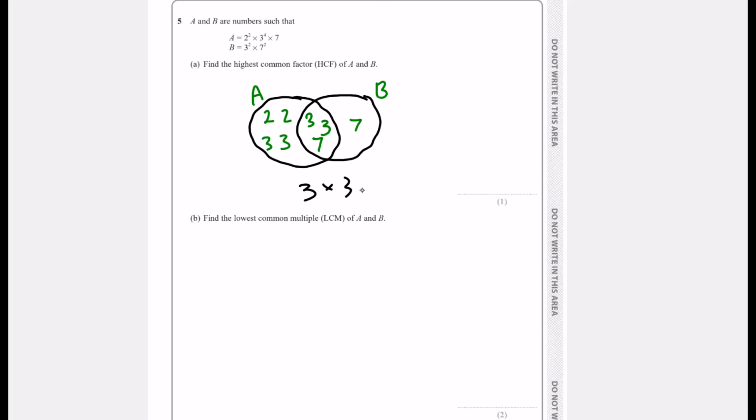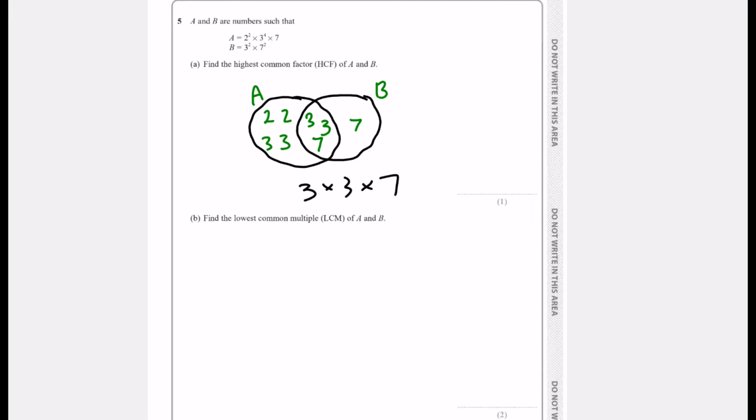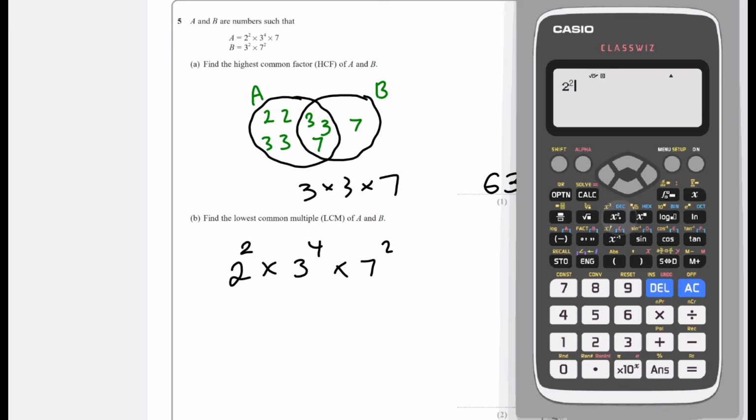So 3 times 3 times 7, which is 63. And the lowest common multiple is all of the numbers multiplied together. So 2 times 2 times 4 3s multiplied together, and 2 7s multiplied together. All of these numbers multiplied together, and that is 15,876.